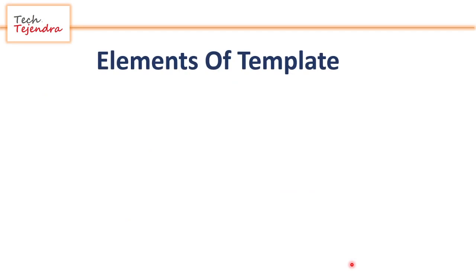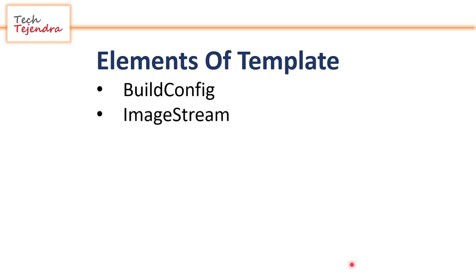Okay, so let me go ahead. What are the elements of templates? First, build configurations. If you have your code inside a repository such as Git, then you need to build the code first. The build strategy can be anything. You can have the Dockerfile, or you can use S2I, meaning you have your source code and OpenShift will automatically identify the language in which your code has been written, create the build and start the build. Then we can have the image stream.